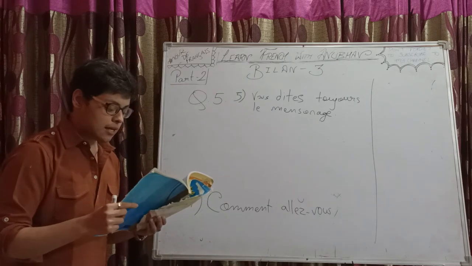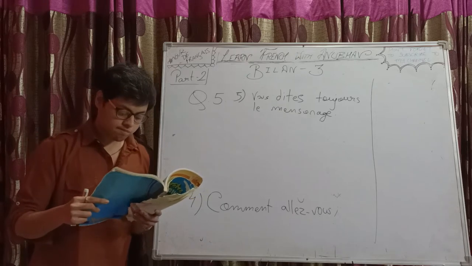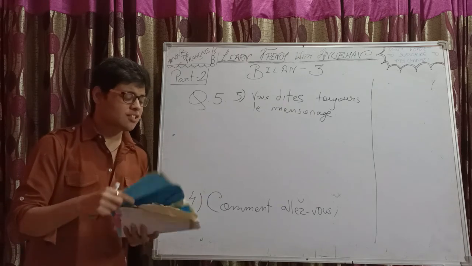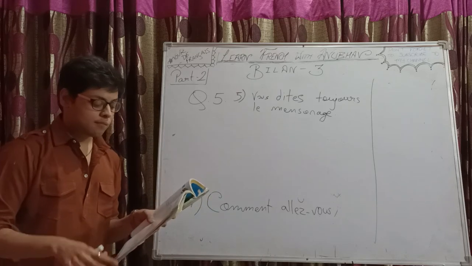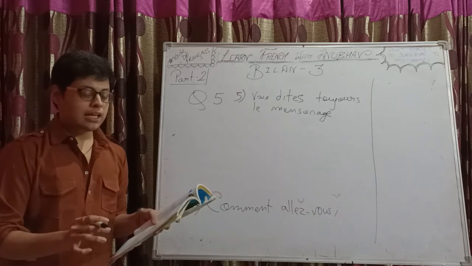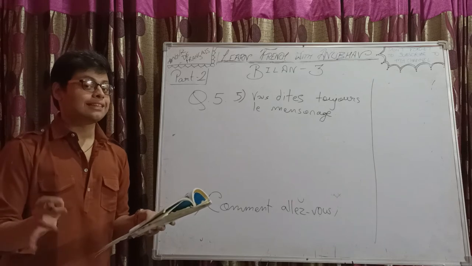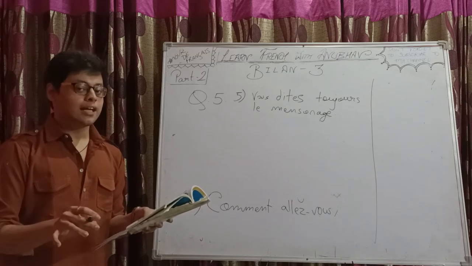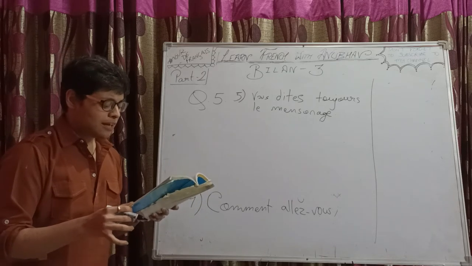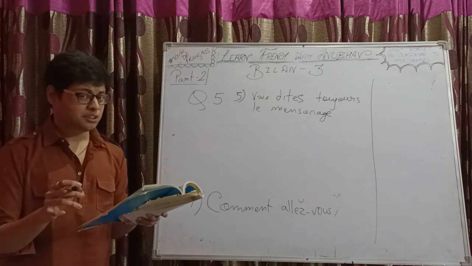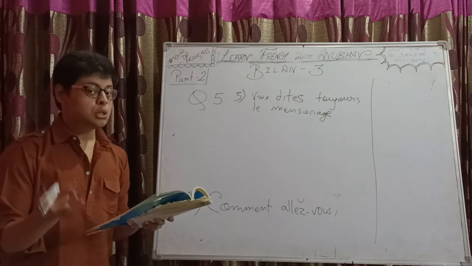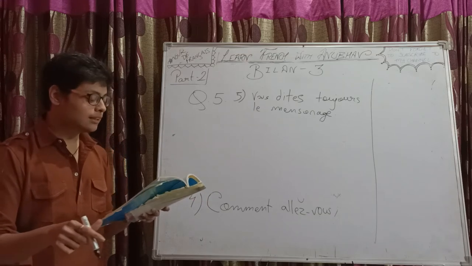Oh, question number 6. Unjumble the sentences. Some words are given in random order, they are not in the correct order, and you need to bring them into the correct order and write them. So we have: son, organise, un, fête, ami, anniversaire. Does it make sense? No, it doesn't, right? That's why you need to unjumble these jumbled words.